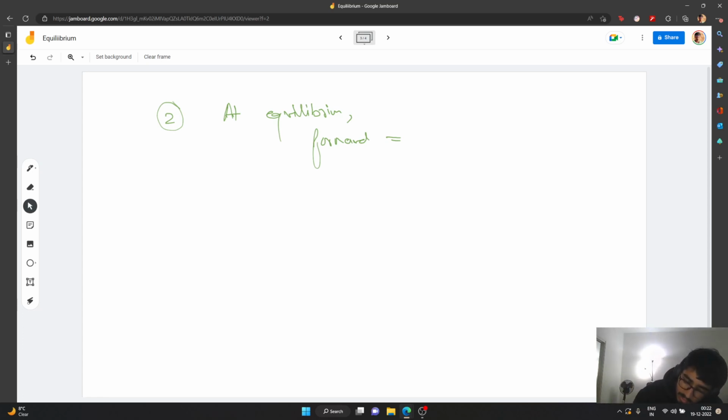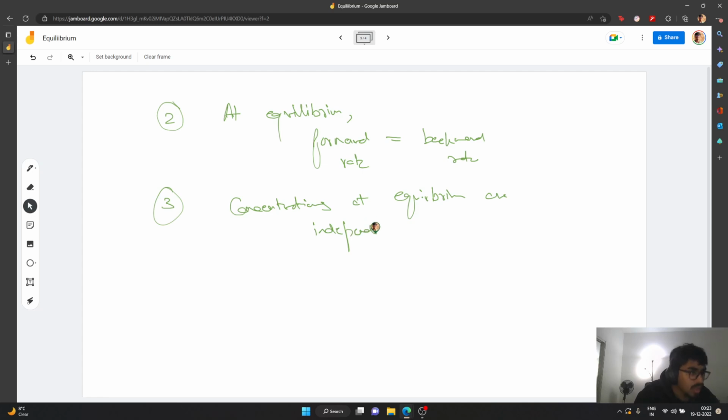Okay, at equilibrium, the forward rate is equal to the backward rate, which we talked about, that the rates become the same. And then finally we said that concentrations at equilibrium are independent of initial conditions in a way. Whatever you initially put, finally it will be the same. Right? So this is what we talked about.